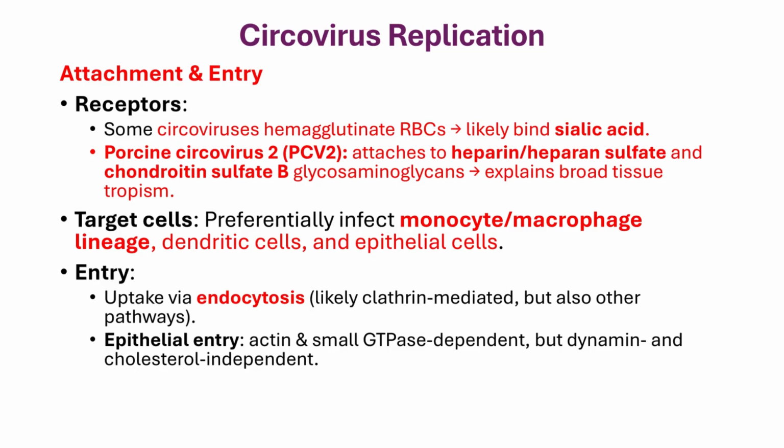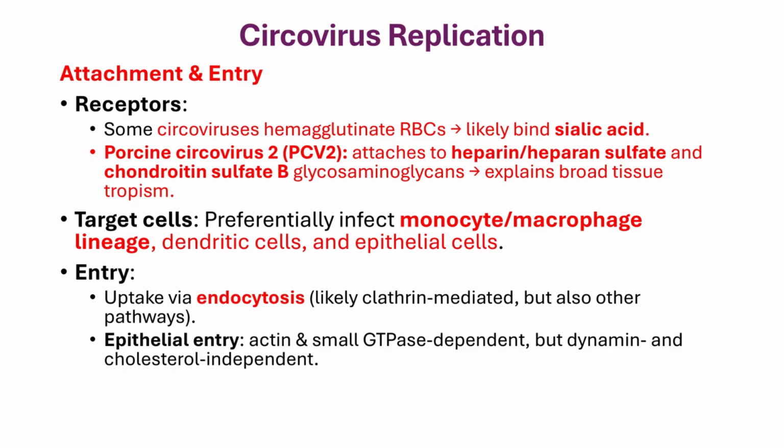This broad receptor usage helps explain PCV2's wide tissue tropism and its ability to infect multiple organ systems. Next, the target cells. Circoviruses show a preference for cells of the monocyte-macrophage lineage, as well as dendritic cells and various epithelial cells. These immune cells play a major role in virus dissemination and pathogenesis.